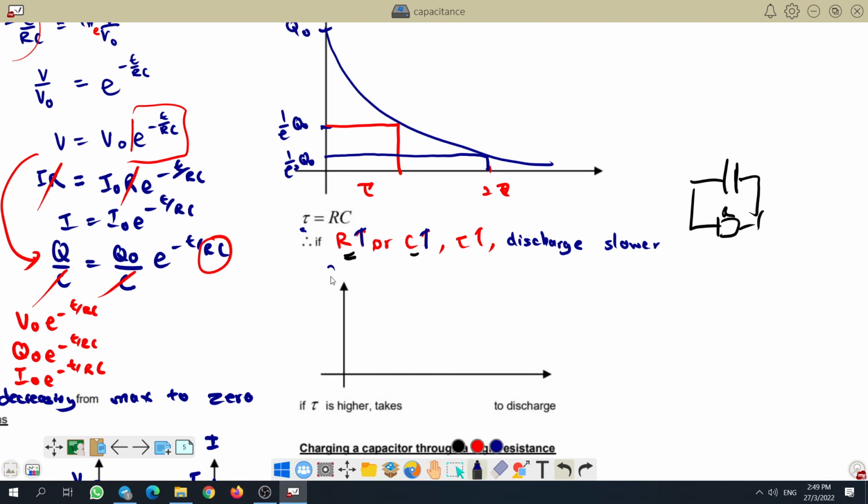Whether it's a graph of Q or I or V, if we have tau 1 and tau 2, it makes a different graph. So if tau 2 is bigger than tau 1, that means it takes longer to discharge. If C is small, it has only a little charge, and with a low resistance it discharges very quickly. But if you need it to be slower, use a higher R and higher C.